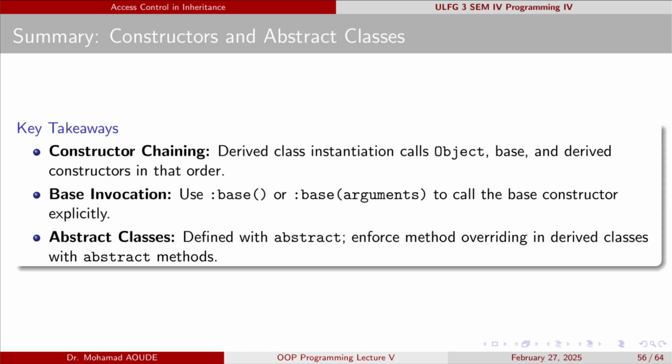This summary ties everything together. Constructors in inheritance run from base to derived. Use :base to pass data to base constructors. Abstract classes enforce structure. They require subclasses to fill in specific behaviors. This bridges our earlier topics: object construction, polymorphism, method overriding, and introduces design by contract through abstraction.